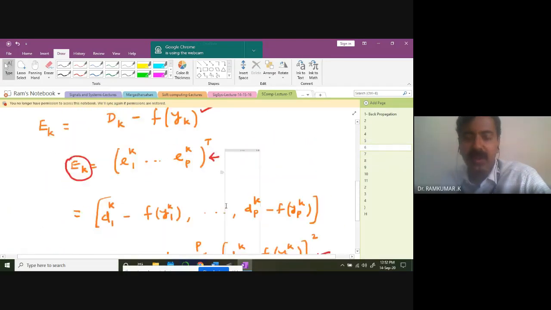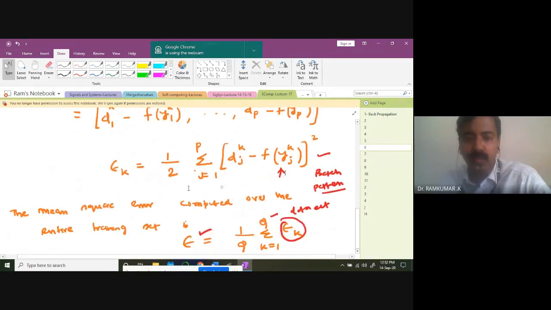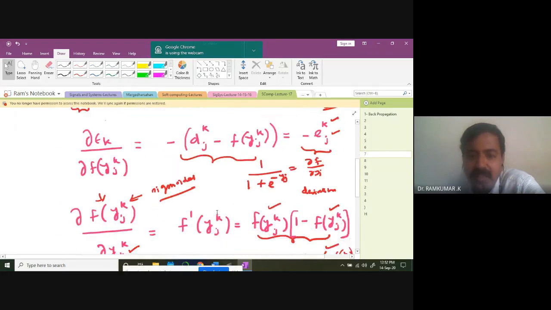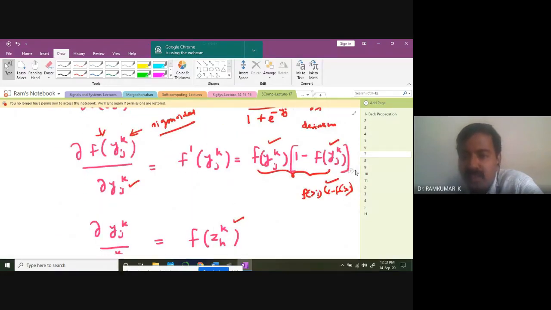Now the output has to be compared with the desired value, and then you compute the error like this. Based on the error, I am going to update the weights. Weights of what? Weights between the hidden layer and the output layer first, followed by the weights between the input layer and the hidden layer. So I am doing it by employing the chain rule here. When I am employing the chain rule, one important point that I have to note here is, when I find the derivative of a sigmoidal function with respect to the corresponding yj^k value, I will be getting something like this: f of yj^k times 1 minus f of yj^k.